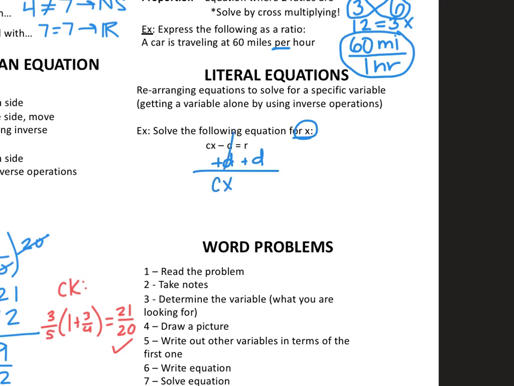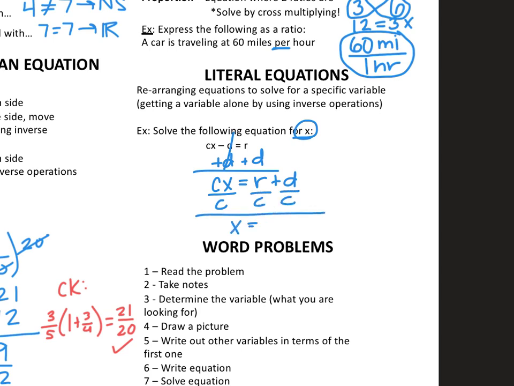You're left with cx is equal to, now r and d, we don't know what those are. We don't know if they're like terms, so we're going to keep them separate for now. So cx is equal to r plus d. Then again, you always want to ask yourself what's happening to x. Right now, x is being multiplied by c, so we're going to divide each piece by c.